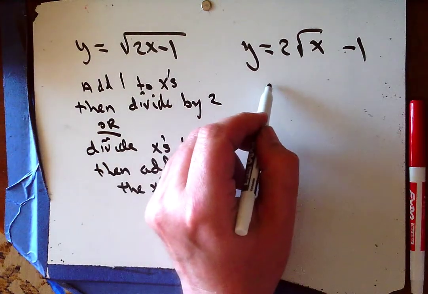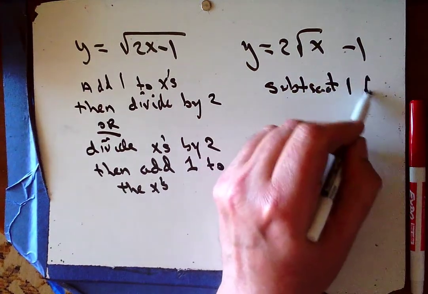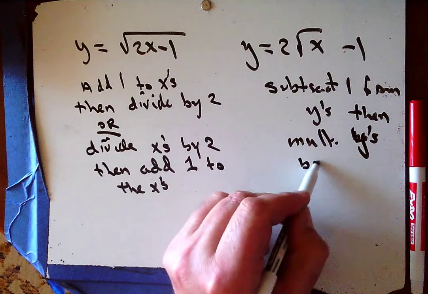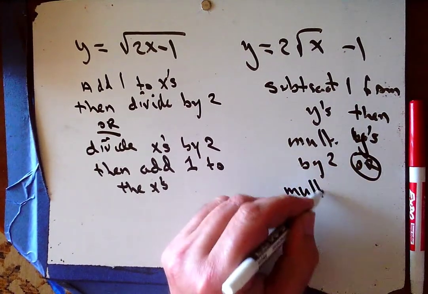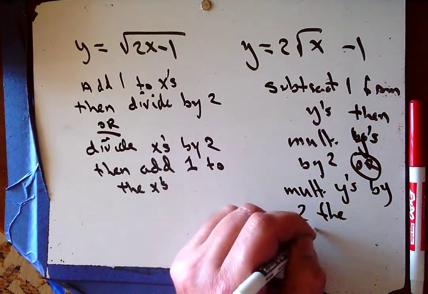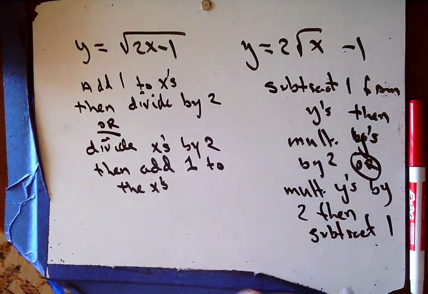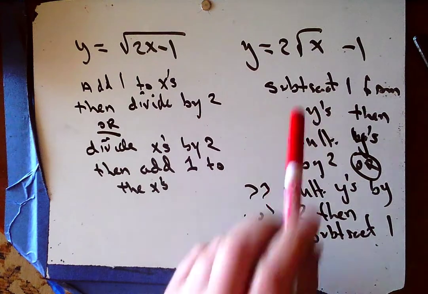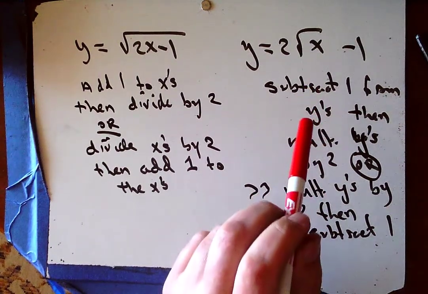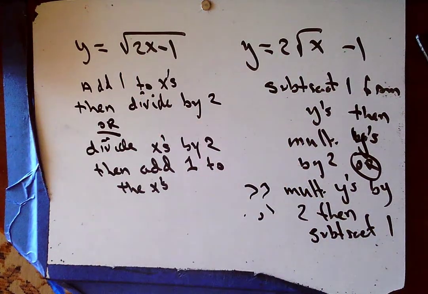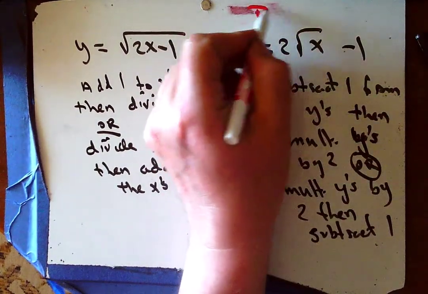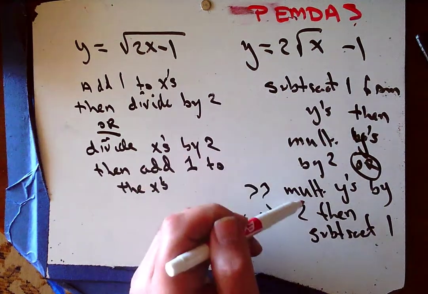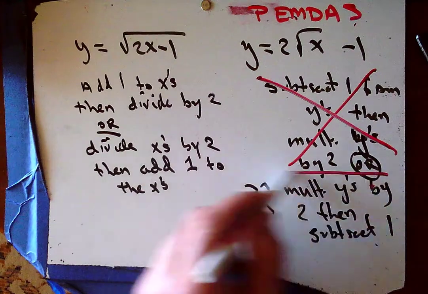Likewise here, am I supposed to subtract 1 from the y's, then multiply the y's by 2? Or am I supposed to multiply the y's by 2, then subtract 1? Well, it turns out that the way we know which transformation to do first depends on whether they're y transformations or x transformations. Y transformations follow PEMDAS. So in this case, I want to do the multiplying before I do the subtract. So I want to multiply the y's by 2 and then subtract 1. That's going to be the way I do this.